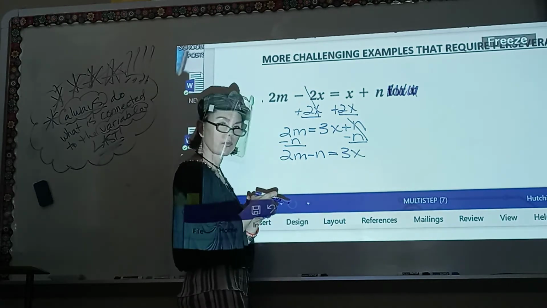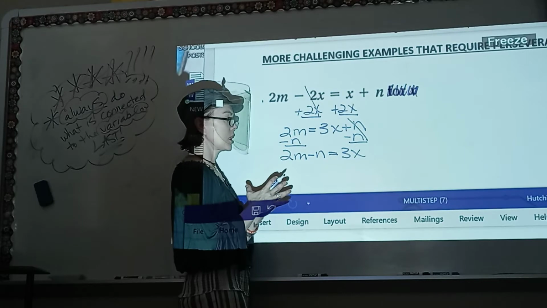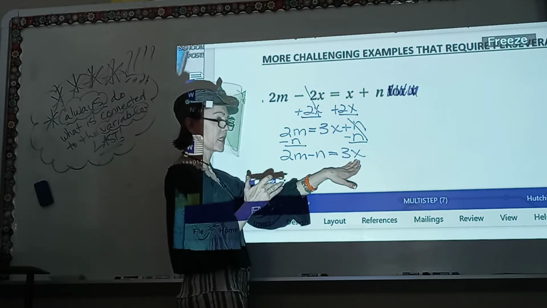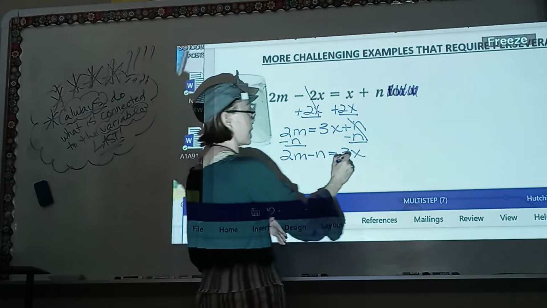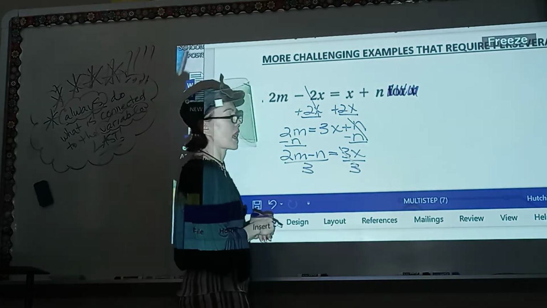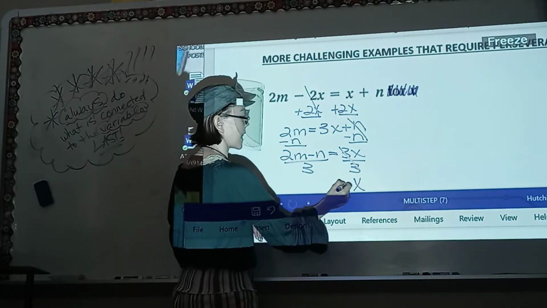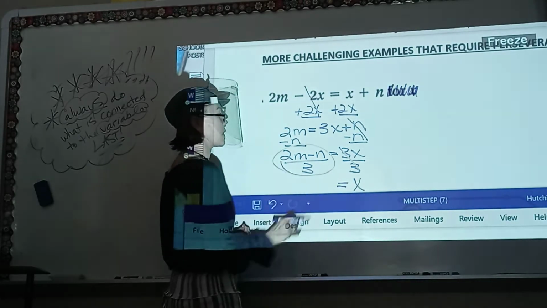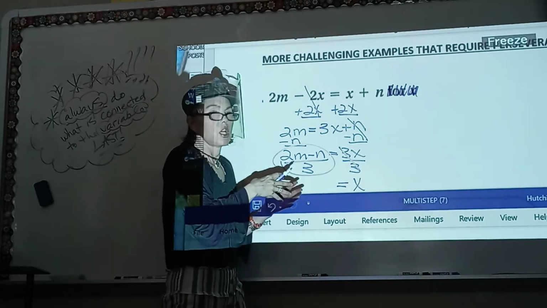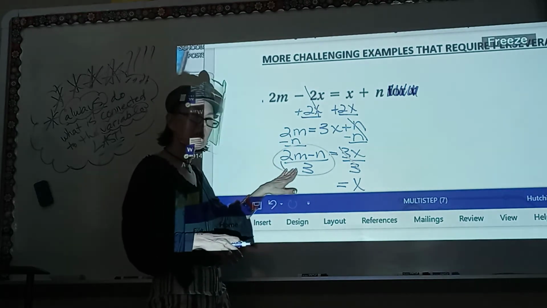There you go. Okay, have we solved for x? No. So what do we need to do? This is 3 times x. What's the opposite of times? Divide. So we want to divide by 3, and bring down your x. And x equals this, all of this. You can't actually do 2m minus n divided by 3, so it stays exactly that.